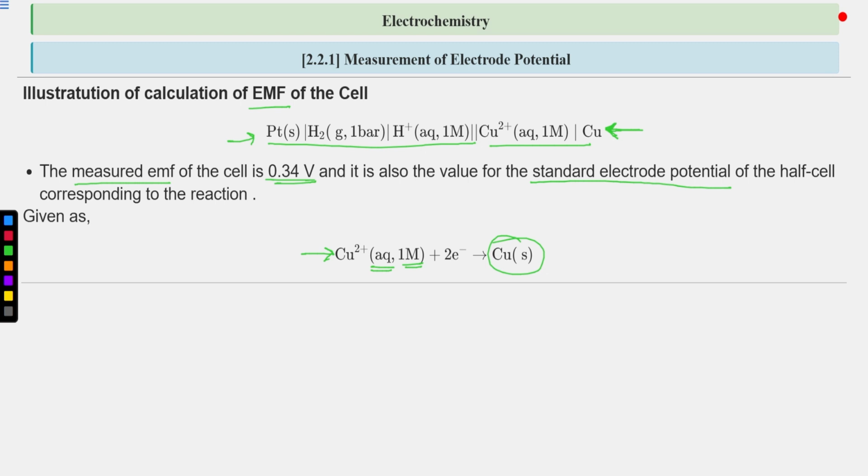That means the overall cell electrode potential will be equal to the standard electrode potential of the right half cell, which corresponds to this reaction. This is the reaction for copper reducing, right? Copper is gaining electrons and converting to copper 0 in the neutral state. So from 2 positive to 0, that means it is reducing.